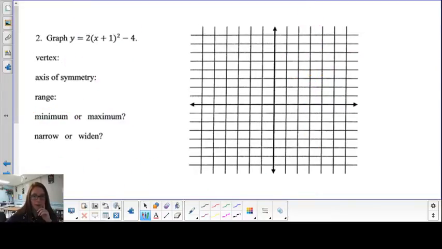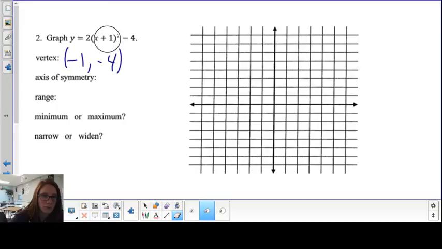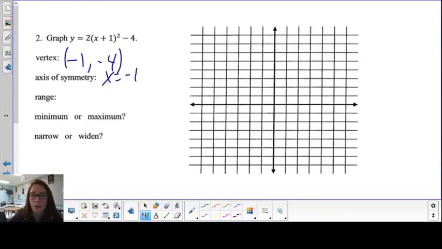All right, let's go ahead again and determine all of these different points. So if I see +1, I know I'm going to be the opposite, so my vertex is going to be at -1, -4. My axis of symmetry is going to be at that same x line, so x is -1. Range, I know it's going to be y's.